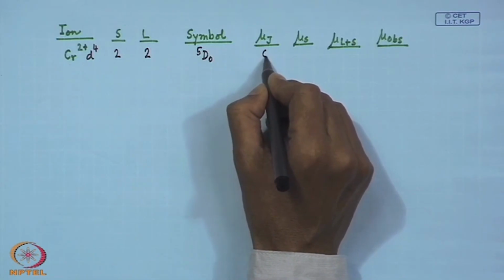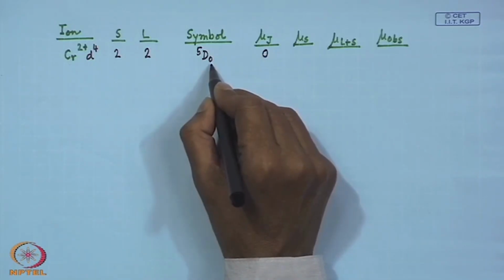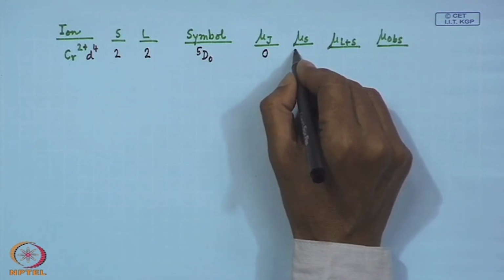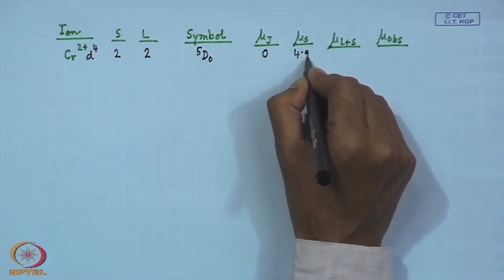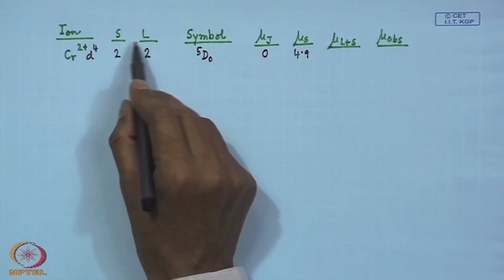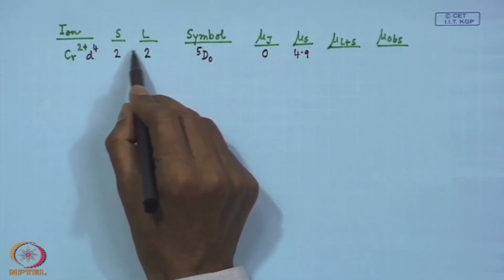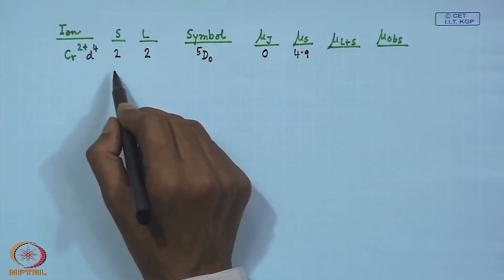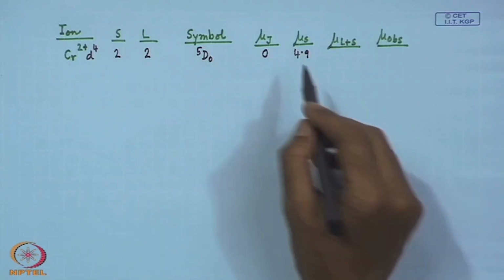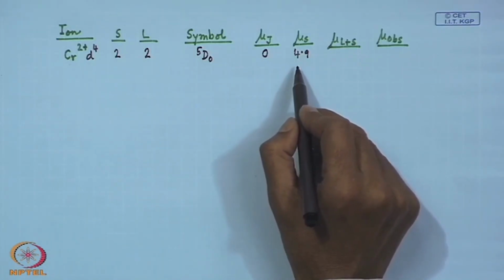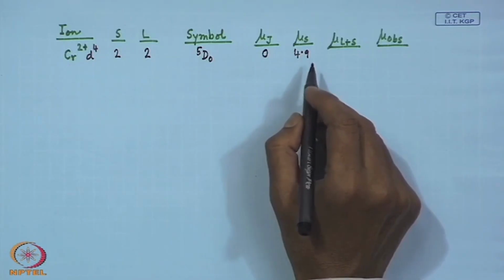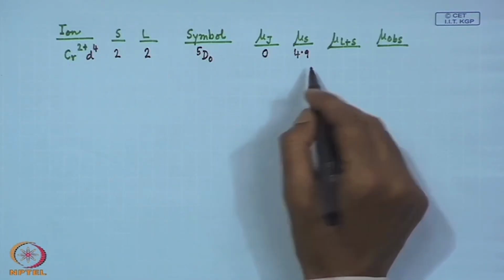So, mu J will therefore be 0 since this particular value of J is equal to 0, but mu S is equal to 4.9, which is related to the number of unpaired electrons equal to 4. With 4 unpaired electrons, that means the n value equal to 4, that means it has the corresponding magnitude of root 4 into 4 plus 2, that means root 24. So, root 24 is 4.9.